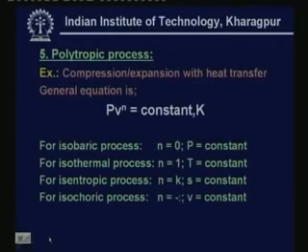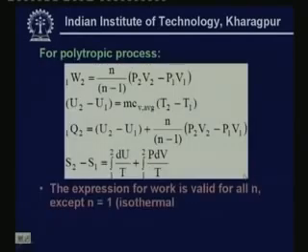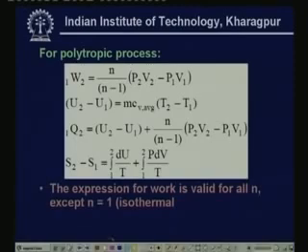Now how do we find the work transfer and heat transfer during a polytropic process? So that is given here. Again I am taking an example of a flow process. And the work transfer rate here is obtained by integrating the integral of PdV, along with the expression PV to the power of n is constant, K. If I use these two relations, I can get this equation by integrating PdV.